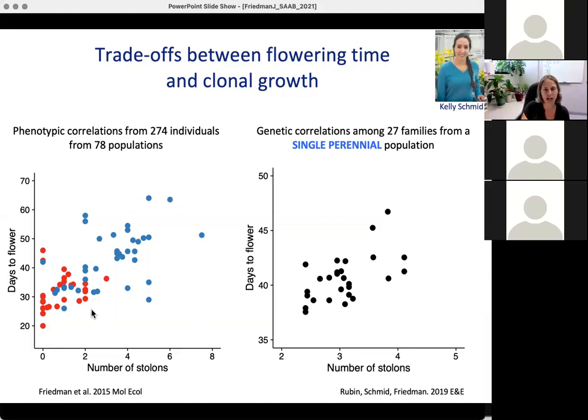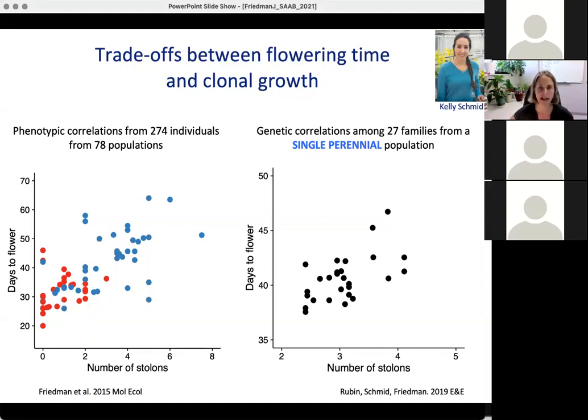So on the left here, I show you data from 274 individuals from 78 populations. Again, annuals in red and perennials in blue. So this is now across the range, again pretty much those same populations. What's their variation in flowering and clonal growth? On the x-axis, I have the number of stolons, or those clonal runners, and then on the y, the days to flower. And you can see that the perennials in blue have a lot of variation, but in general make more stolons and flower later in the season. The annuals, in contrast, make 0 or 1 or 2 stolons and tend to flower much more rapidly.